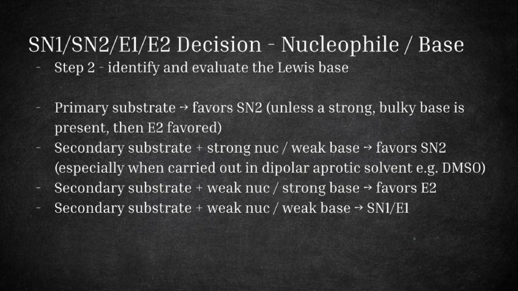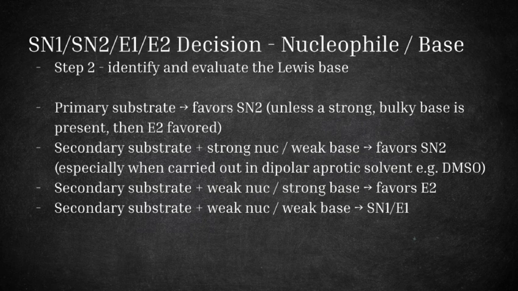For a secondary substrate, if the nucleophile is strong but weakly basic, the reaction generally proceeds via an SN2 mechanism, especially when carried out in a dipolar aprotic solvent such as dimethyl sulfoxide, DMSO. If the substrate is secondary and the Lewis base is strongly basic but weakly nucleophilic, the reaction tends to proceed via an E2 mechanism. When the substrate is secondary and the Lewis base is weakly nucleophilic and weakly basic, the reaction may proceed through SN1 and E1.